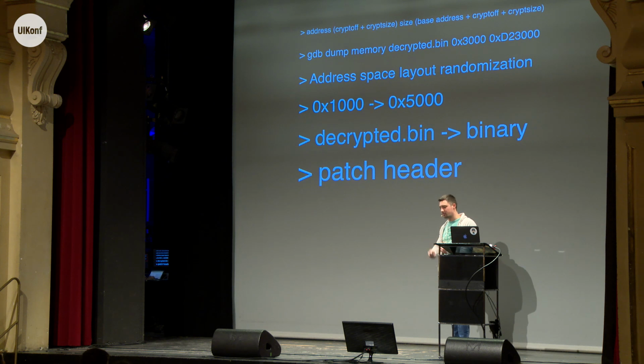ASLR is a system protection mechanism to avoid exploits. In other words, it arranges the code section, the heap, and the stack into random places inside memory. We can bypass it by finding the code section by signature, or by filling all the free memory with some junk. As an example, our code should be mapped at address 1000, but it will be mapped, for example, at address 5000. Okay, once we defeat it, we dump the code section from memory, insert it inside the binary, and patch the header.